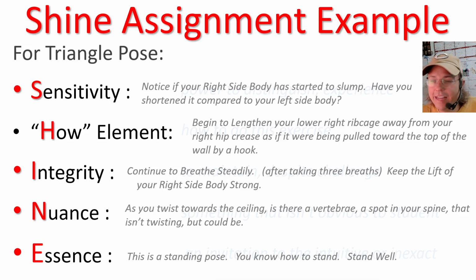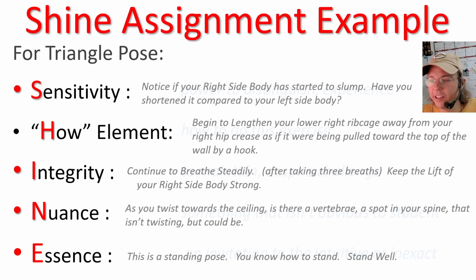Then we want to think of an integrity element. So example in triangle pose is continue to breathe steadily. And I would pause for them to take 3 breaths. Keep the lift of your right side body strong. Now notice I actually did 2 integrity elements there. One temptation, once someone's lengthening their body and doing all these things in triangle pose, is for their breath to get a little bit panty, or perhaps their breath to freeze up. So I'm giving a breath integrity cue, which is really a simple one.